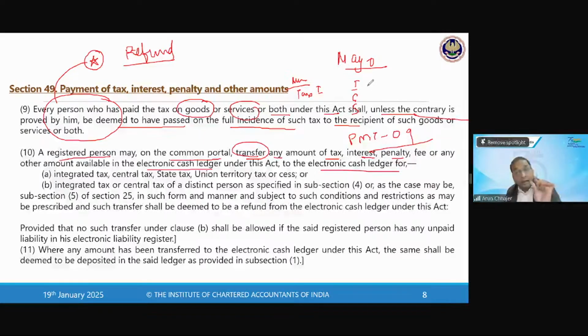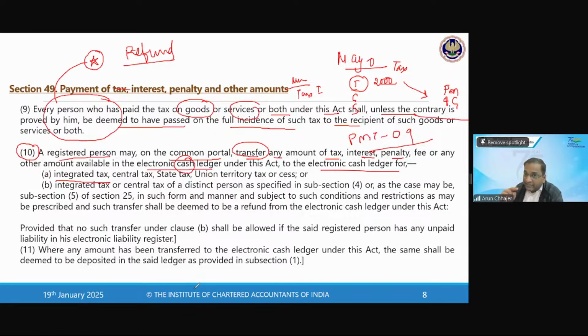You have the closing balance of the electronic cash ledger of rupees 2000 under IGST in the tax. If you would like to move this amount, let's say, under penalty of CGST, can you do so? Yes. Subsection 10 says that in the cash ledger, you can shift within the GST number and again from one PAN to another PAN as well.